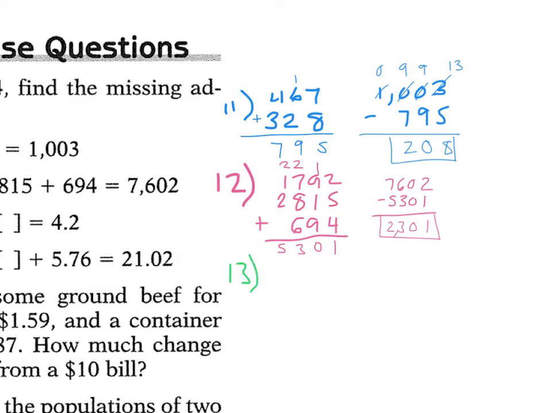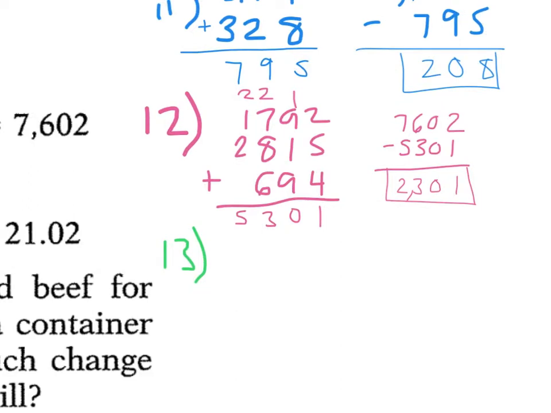Next, for 13, we need to add 1.06 and 0.582. I'm going to add a 0 to the end of our first number just so our numbers will all line up. And we need to make sure our decimals are in a line as well. So we're going to add the first column. So 0 plus 2 is 2. 6 plus 8 is 14. 0 plus 5 plus 1 is 6. We need to bring our decimal down. And 1 plus 0 is 1.